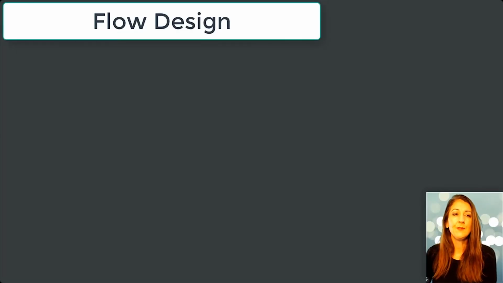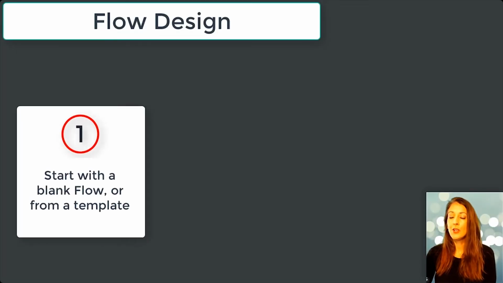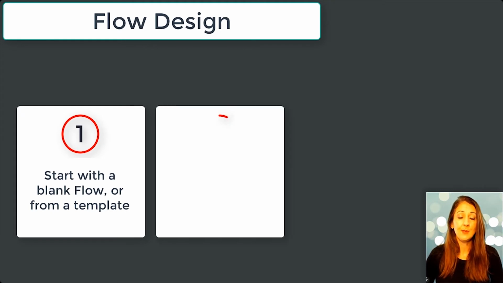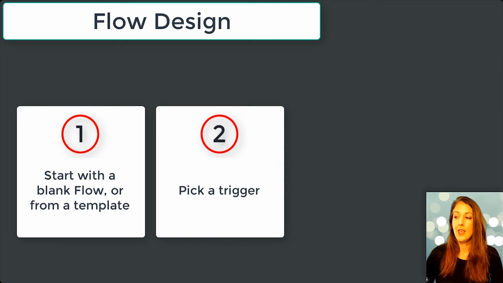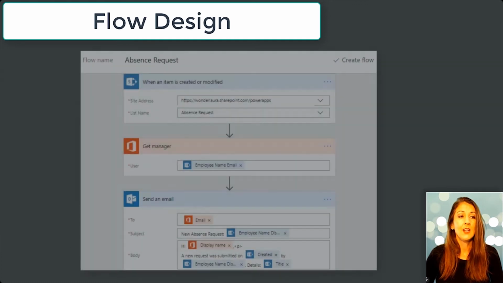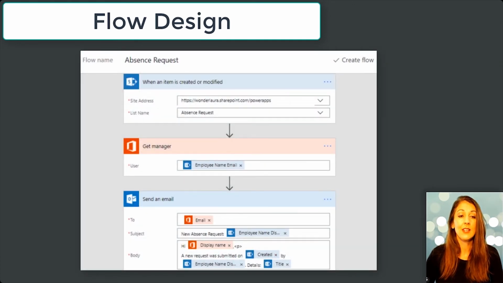All right, when it comes to flow design, you can start with a blank flow, or you can start from a template. You can then pick a trigger, so you have to decide what's going to kick off your flow, what action happening is going to start the flow. And then from there, you build your flow out with multiple actions, conditions. You can even do looping and parallel branches when you get advanced. Here's an example of what the interface looks like for a fairly complex workflow.